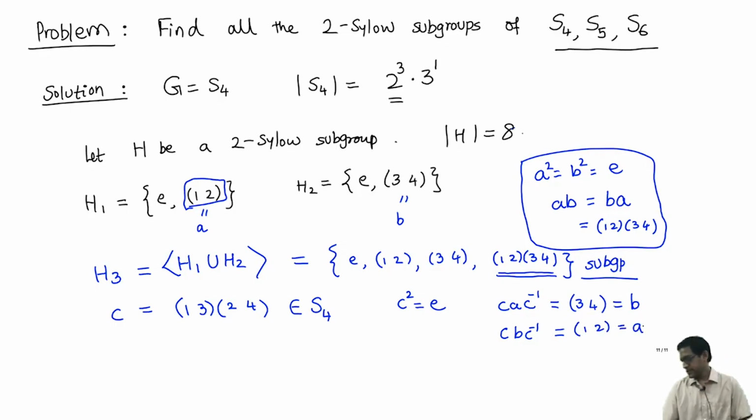Okay, so in particular it tells you that C doesn't commute with A and B, because CAC inverse is not A, it's in fact B in this case. So we have sort of thrown in this additional element. Now let's see what we get if we also include this element.